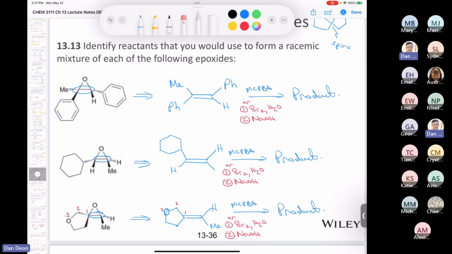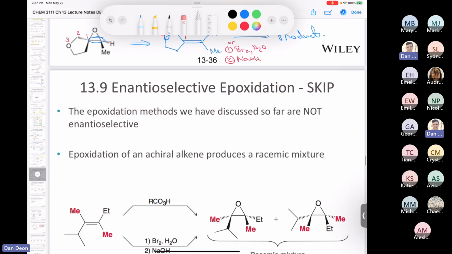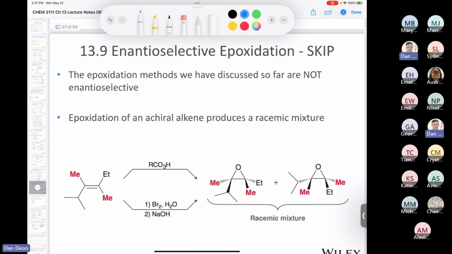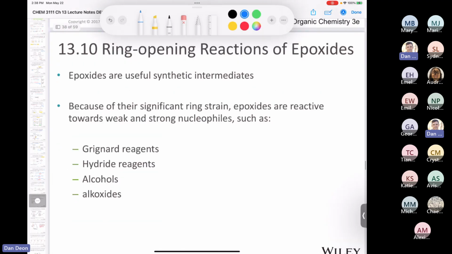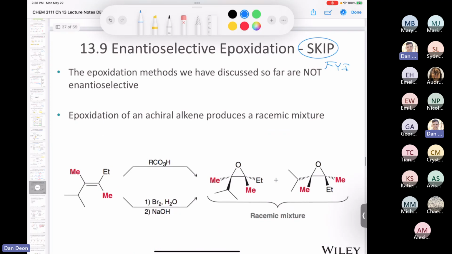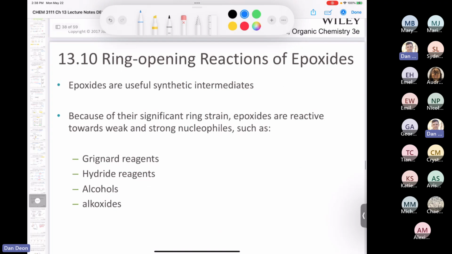And of course, you'd end up with a racemic mixture in each one of these cases, but we're not going to worry about enantioselective epoxidation. Again, you can read this if you want. I'll leave this as an FYI, where you can actually do the epoxidation on one side preferentially to another. And there's a whole set of different conditions that can be used to do that, but I don't cover it in this class. Okay. So that brings us to section 13.10, which is the last section of new material.